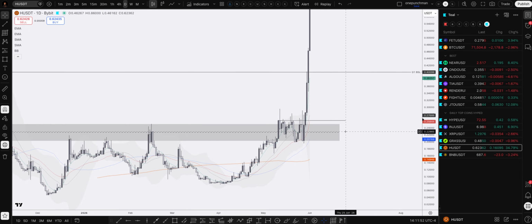Is not so much the wicks, because the wicks, to me, there's too much manipulation. But when a candle closes, that is concrete. You can trust the candle close. Right here, you get a candle close. It's the highest close in this consolidation, right?